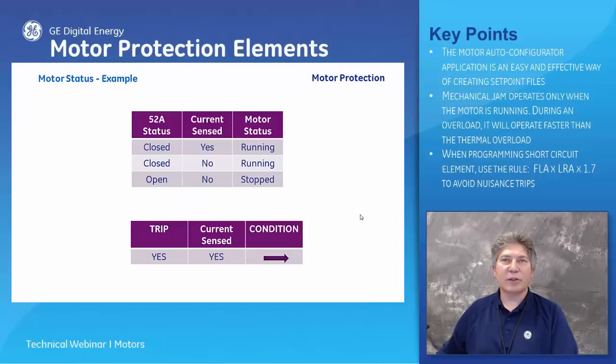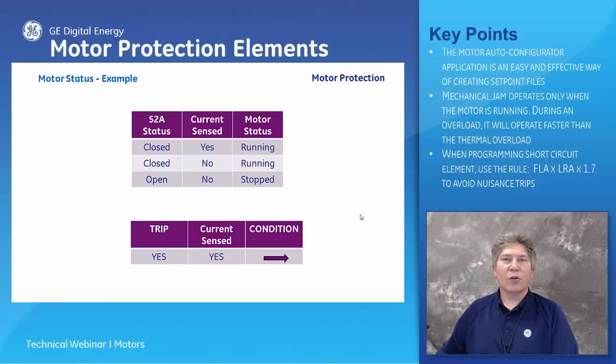So let's take a look at some of the motor status examples here. In our example, the spare input is configured as a starter status 52A. If 52A is closed and the relay is sensing current, then the motor status is running. If the 52A is closed and the relay is not sensing current, then the motor status is still running. If the 52A is open and the relay is not sensing current, then the motor status is stopped.